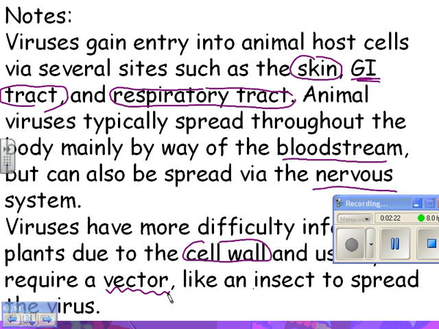There are vectors that help pathogens get into us, but usually not viruses, usually something more like a bacterium or a protist. And the vector for us would usually be a mosquito or a tick.